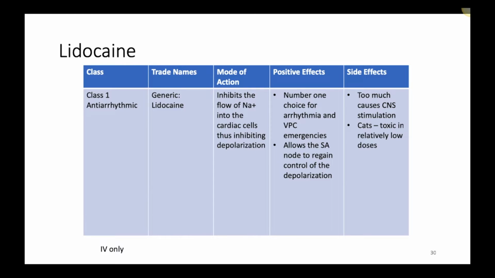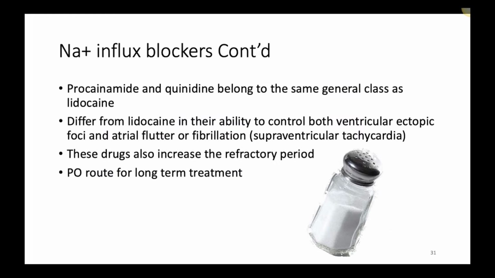Side effects: too much causes CNS stimulation, and in cats, it's toxic in relatively low doses. Another thing I should mention, positive effects: any CNS toxic effects, such as the seizuring or muscle tremors, are typically short-lived, so that's something to keep in mind. Now down here I said that it was IV only, but I should have added, we can also give it via the endotracheal tube. So we can actually give it essentially directly into the trachea as well in the case of an emergency.